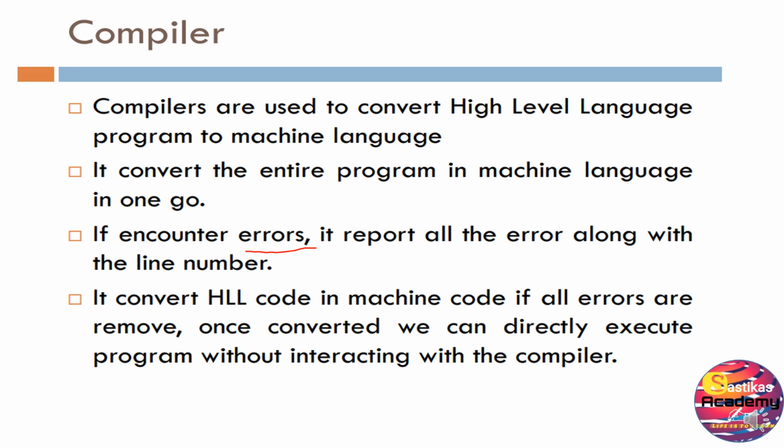It will generate one report of all errors with the line numbers, so it is easy to find the errors. And it converts high level language code into machine code. Once all errors are removed and it is converted, we can directly execute the program without interacting with the compiler. Once the error fixing and the translation are over, we can see the result.